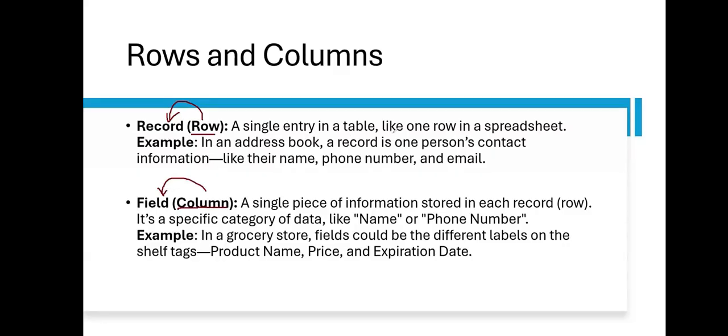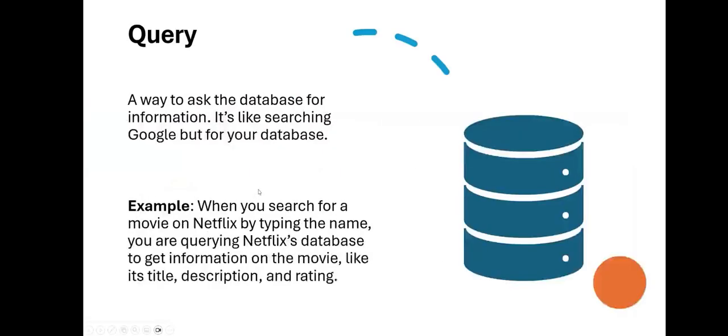Okay, so a single entry in a table, like one row in a spreadsheet, like your passbook, whenever you will do a transaction, your passbook will get updated, a new row will get inserted. That is your record. And field is your column. That could be your name, phone number, price, product name. These are your columns. So remember this thing. I'm repeating again. Row is a record. Field is a column.